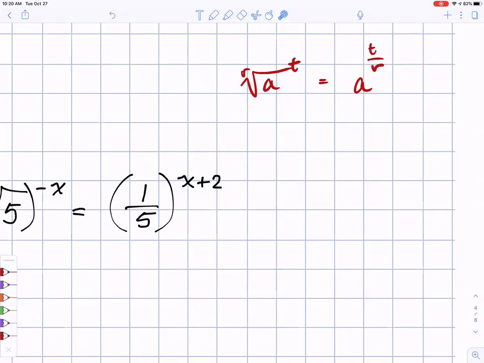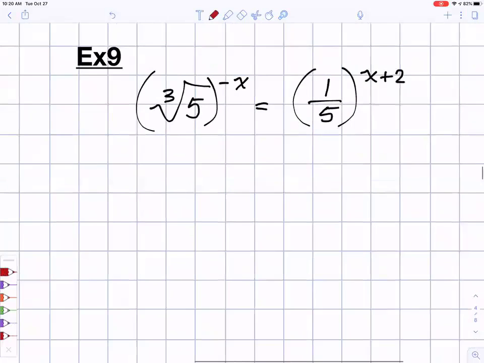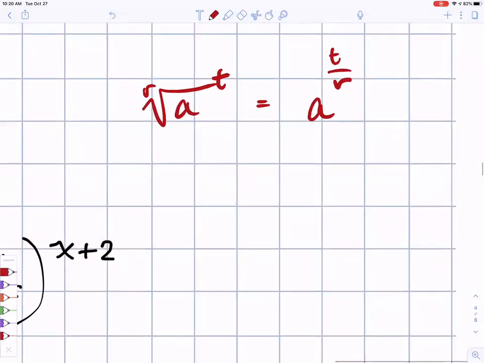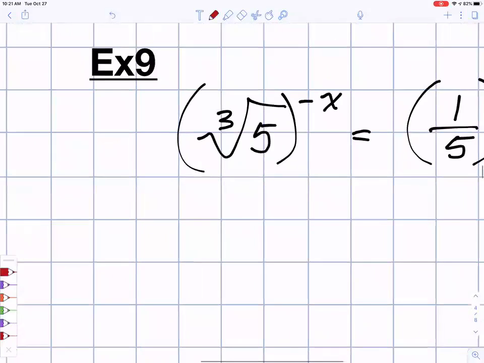Now, with that said, when I look at number 9, my base is whatever's on the inside. This is my base. So my base is 5. If I'm changing my root into a power, how can I rewrite my fractional power? What's going to go on top? Negative x. And what number is going to go down on bottom? 3. Because whatever the root number is, that goes on the bottom. Whatever the power number is, that goes on top.